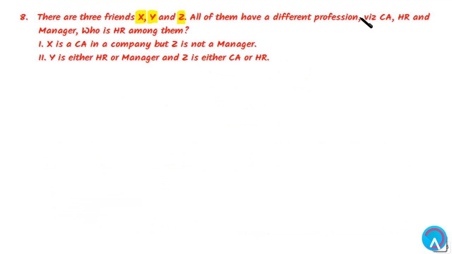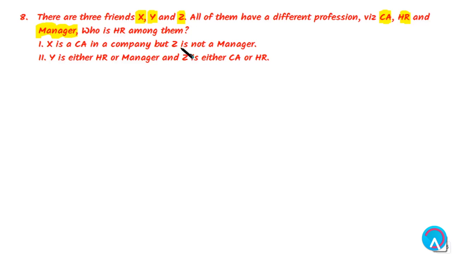There are 3 friends X, Y and Z. All of them have a different profession, that is CA, HR and manager. So what we have to find here is who is HR among them. So we know that X, Y and Z have different professions, and these different professions are CA, HR and manager, but we do not know which one has which profession.